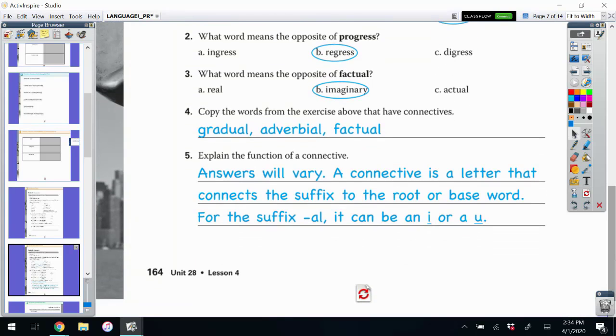Explain the function of a connective. Well, we just did that. A connective is a letter that connects the suffix to the root or base word. For the suffix al, it can be an I or a U.